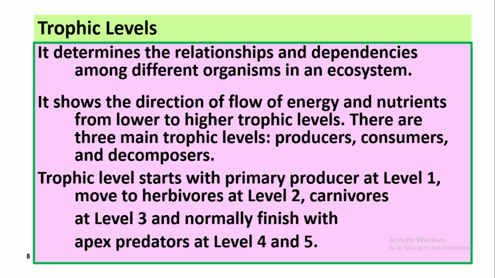There are three main trophic levels: producers, consumers, decomposers. The trophic level starts with the primary producer at level 1, moves to the herbivores at level 2, carnivores at level 3, and normally finishes with the apex predators at 4 to 5. So we have seen that only 4 to 5 steps could be there. It cannot be indefinite, 20 steps or 30 steps, because ultimately energy is lost and no energy is available; organisms would be there only when some energy is available.